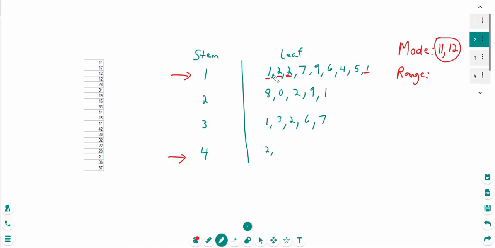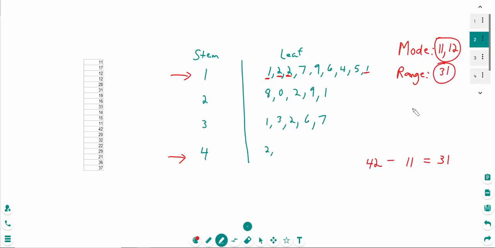So, of course, the smallest leaf possible would be a 0, but there aren't any zeros here. But we do have a 1. That'd be the next smallest leaf. So we have the 1. That's the smallest leaf in here. So the smallest number is 11. Okay? The largest number is pretty easy. There's only one 4, and that's 42. So the largest number is 42. So if we subtract 42 minus 11, we end up with 31. Right? So therefore, the range is going to be a 31.